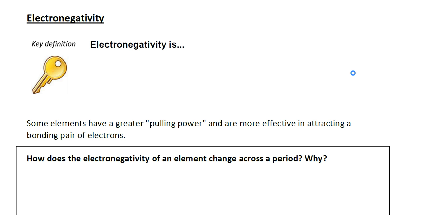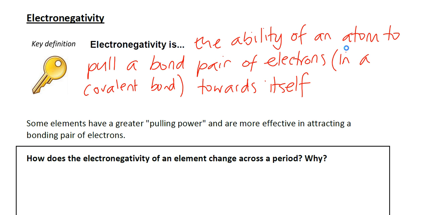Now, clearly, in an exam situation, we can't write about pulling power. It doesn't sound very technical, does it? This element's got more pulling power. But what we can talk about is this element is more electronegative than that, and so the consequence is this. Okay, so electronegativity is the ability of an atom to pull a bond pair of electrons, a covalent bond, towards itself.